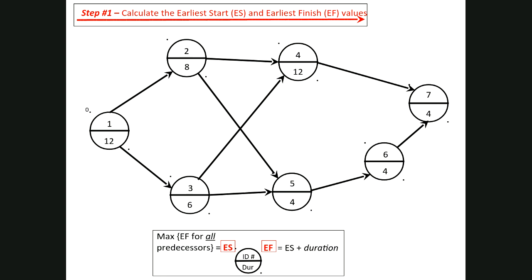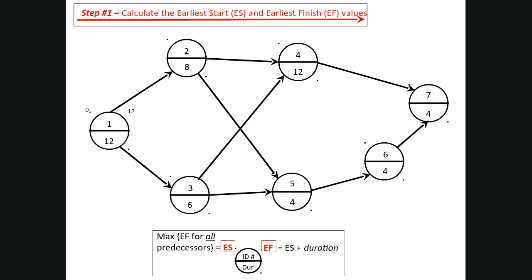Then we're going to ask ourselves the question, if it starts at time 0, at what time will it finish? And if it starts at 0, then it finishes at time 12, and that is our earliest finish time. And we're going to place those values, the early start, toward the upper left-hand portion of our activity, and our earliest finish time to the upper right-hand portion of our activity, of our circle, as is shown here.